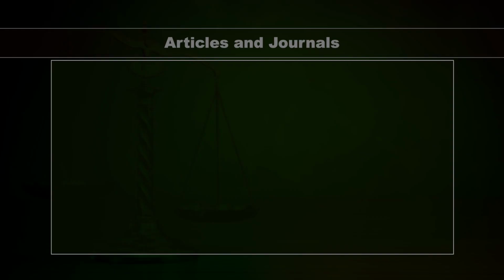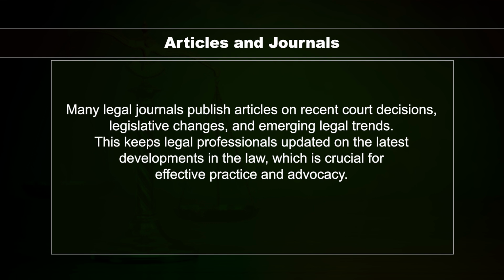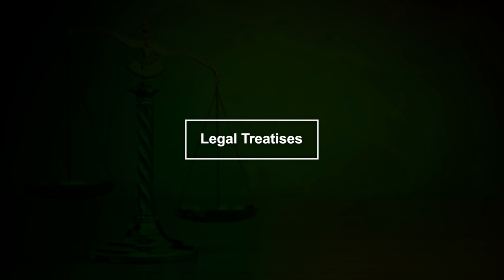They provide a deeper understanding of complex legal topics, helping practitioners and scholars grasp implications that might not be evident in primary sources. Many legal journals publish articles on recent court decisions, legislative changes and emerging legal trends. This keeps legal professionals updated on the latest developments in the law, which is crucial for effective practice and advocacy. Next one is legal treatise.